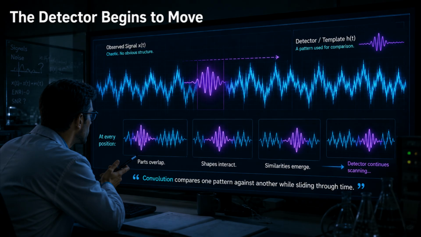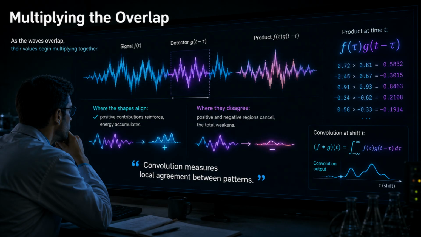Convolution begins by moving one function across another through time. At every position, the local interaction between the two waves is measured. When the detector overlaps the signal, their values are multiplied together. Where the patterns align, the products reinforce one another. Where they disagree, positive and negative contributions begin canceling out.